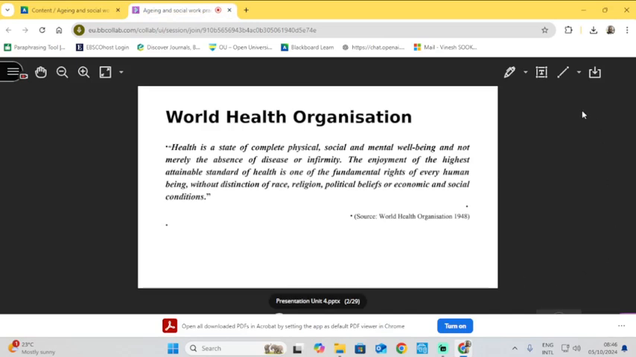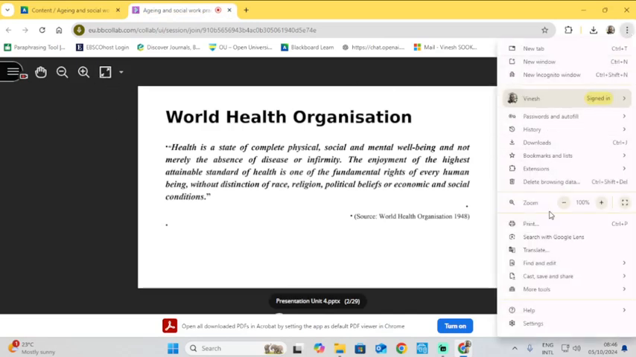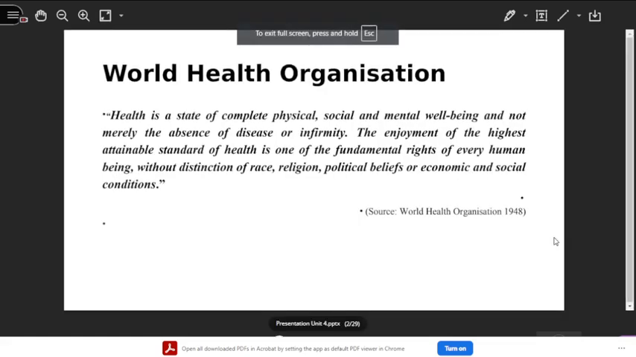The World Health Organization says that health, this is general, it's not only for the elderly, it's for everyone. Health is a state of complete physical, social, and mental well-being. Physical is your body, social is your environment, and the mental well-being, and not merely the absence of disease or infirmity. The enjoyment of the highest attainable standard of health is one of the fundamental rights of every human being. So it's a fundamental right, without distinction of race, religion, political beliefs, or economic and social condition. Thus, this also applies for the elderly person.